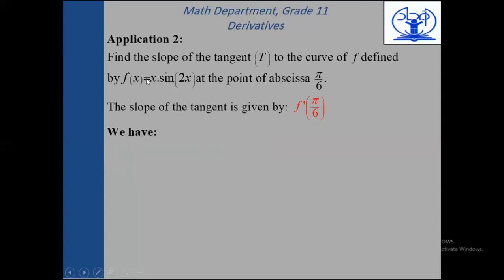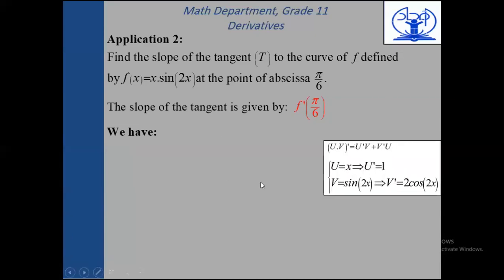Now let's derive the function. What is the form of the function? It's in the form u times v. U is x, so u prime is 1. V is sine 2x, which means it is in the form sine u. And consequently, its derivative should be cosine u times u prime. So here, v is sine u, its derivative is cosine u times u prime. So plugging in the values, you will get this expression: sine 2x plus 2x cosine 2x.